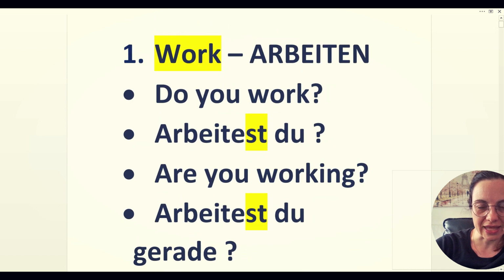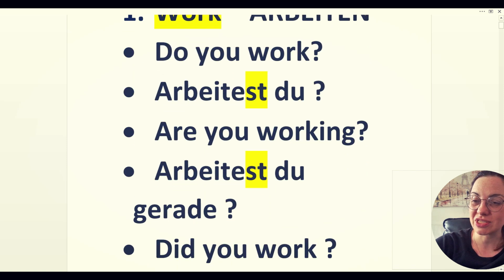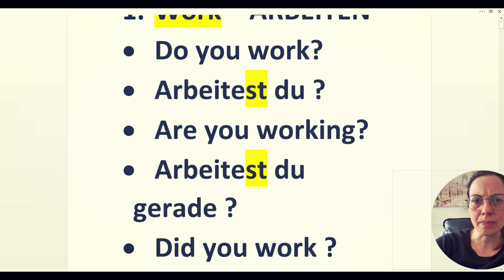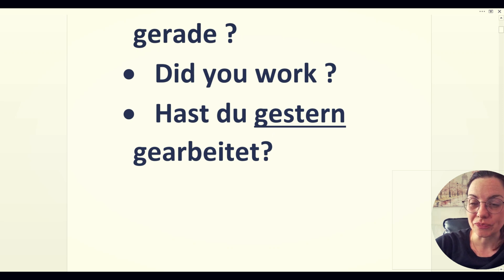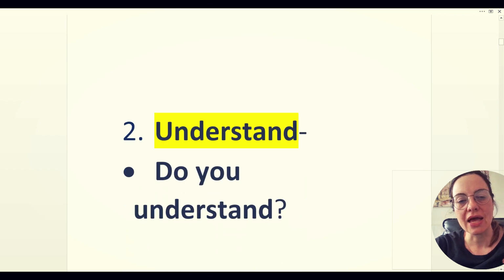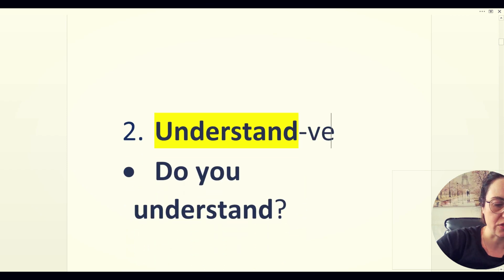So we learned that if we want to make a question in Präsens, we just start with the verb. Arbeitest du? Do you work or are you working? And if we want to make a yes and no, simple question in past tense, we start with the verb again, but this time with the auxiliary. Hast du gearbeitet? Okay, now we will try with some other words. Understand. Understand is verstehen.